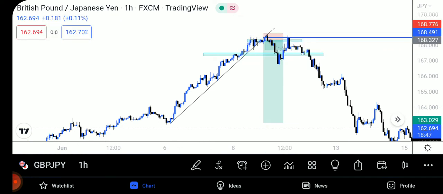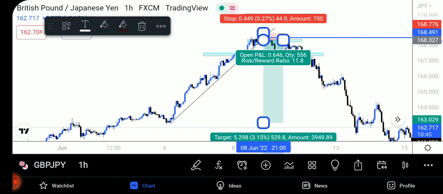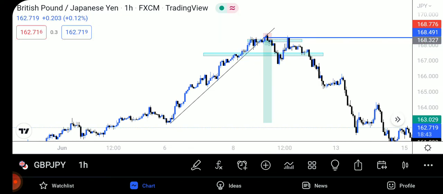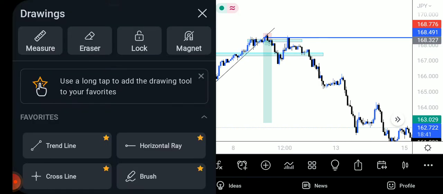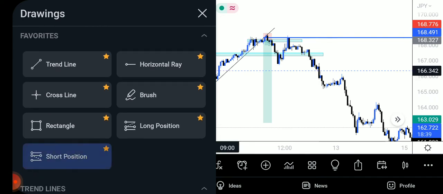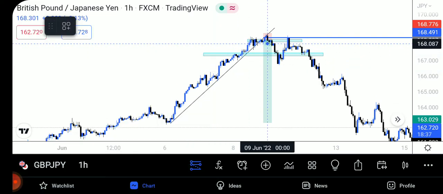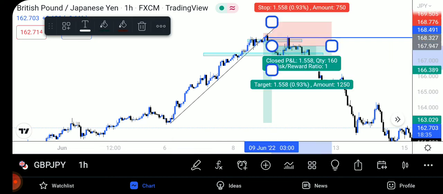Can I just redo it? Let me just shift this one to the side. Okay, let me just redo it quickly. Here, this is where we got our second trade, right? Our stop loss, where do we put it?